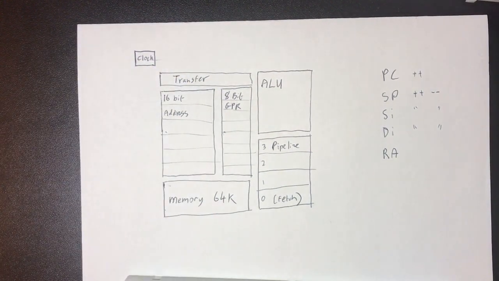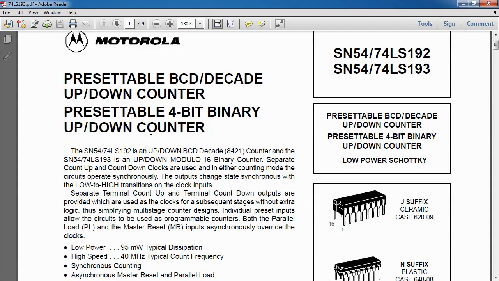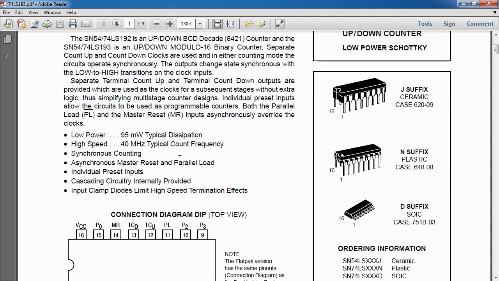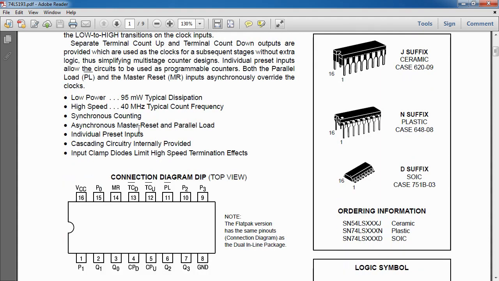So I was looking around at the available chips. I found this one. This is the 74LS193 binary up-down counter. Now, this data sheet also covers the 192, which is a BCD version, which I'm not looking at here. So if we look at the functionality it's got, it goes up to 40 megahertz. Sounds pretty handy. It's synchronous.